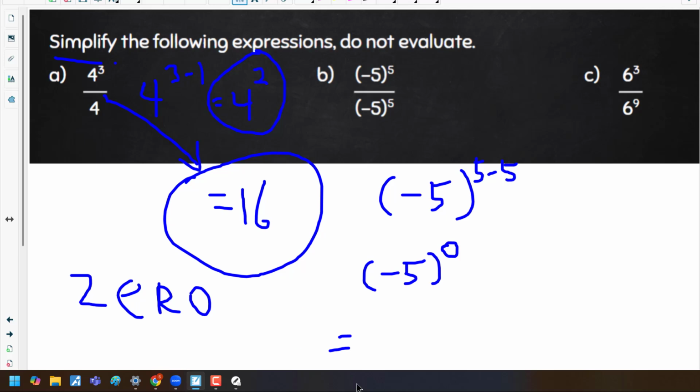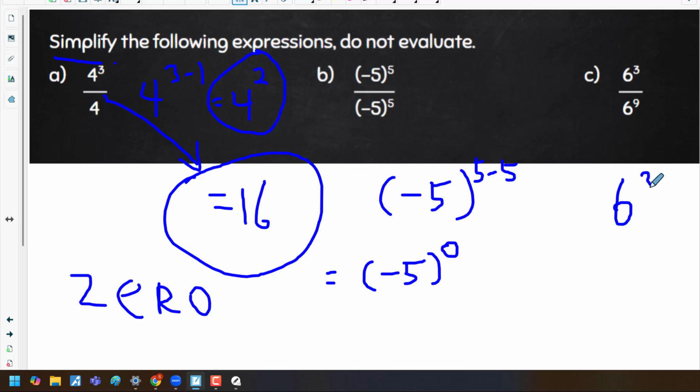Now, if it's set to evaluate, I just went over this rule, but I'll repeat it. Anything, any number, any letter, to the power of 0, it's 1. So we're not going to write equals 1 because we want to keep it as a simplified version.